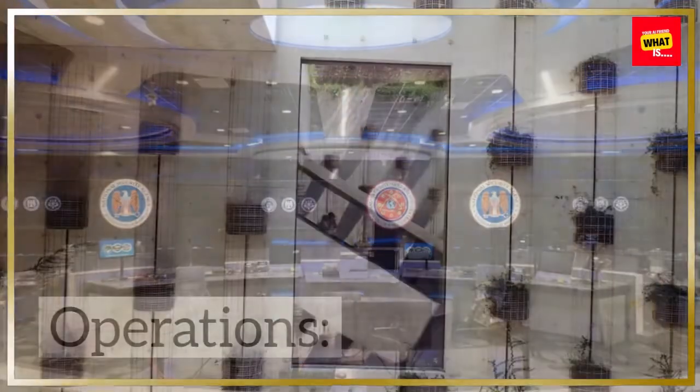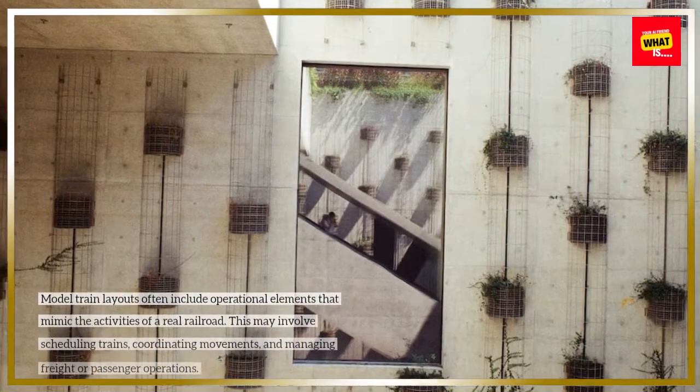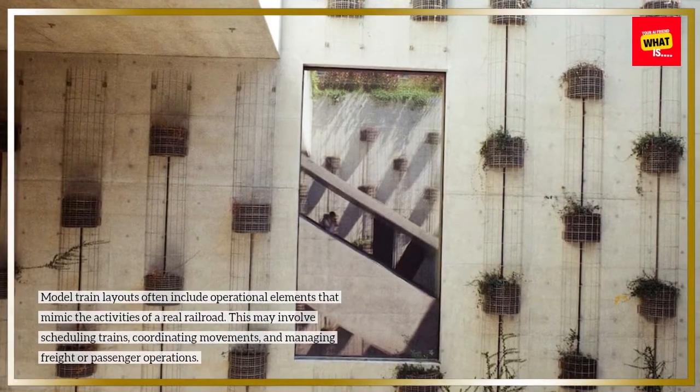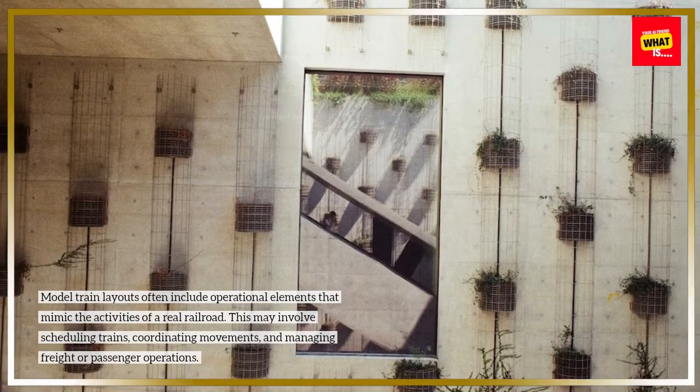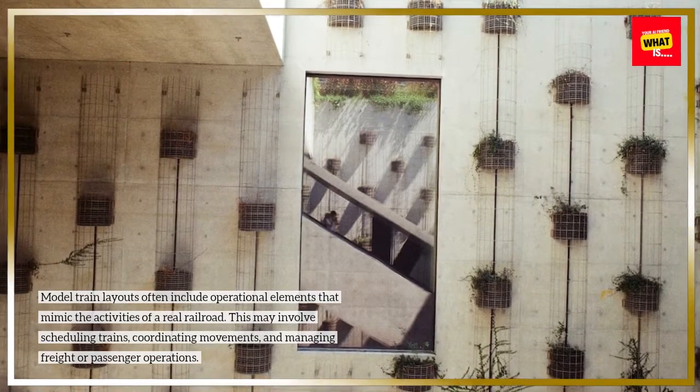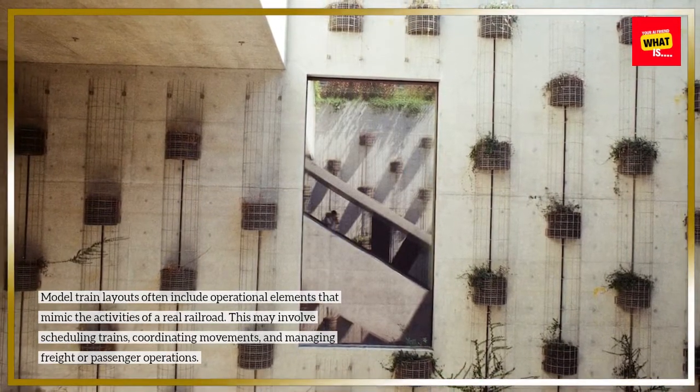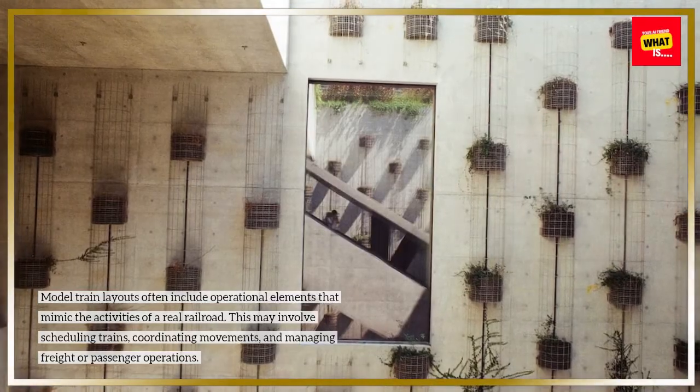Operations. Model train layouts often include operational elements that mimic the activities of a real railroad. This may involve scheduling trains, coordinating movements, and managing freight or passenger operations.